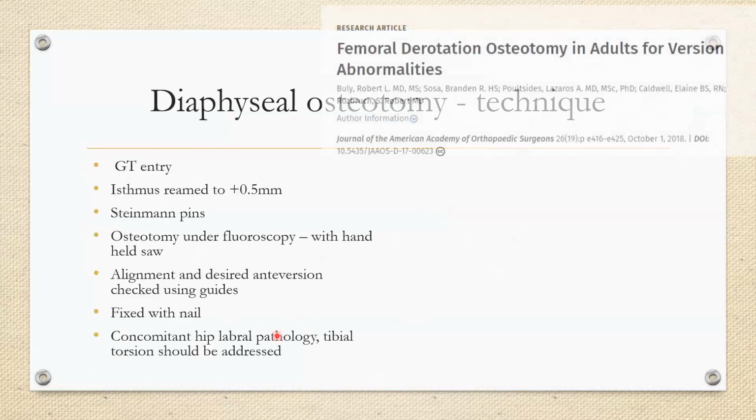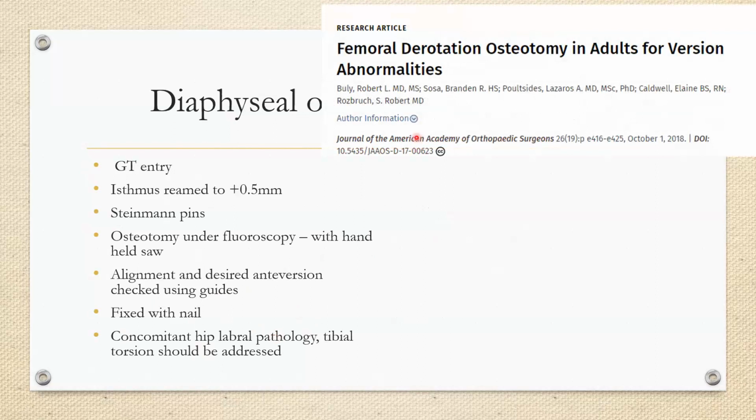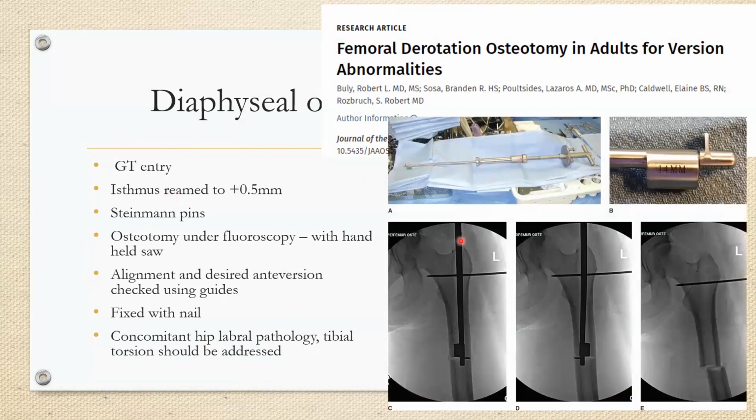This is a technique described by Bewley et al., published in 2018. It is just like conventional nailing with a GT entry nail, and the isthmus is reamed up to an additional 0.5 over the nail size. Following the reaming, the Schanz pins are placed to control the rotational deformity, and the osteotomy is done using a handheld saw under fluoroscopy.